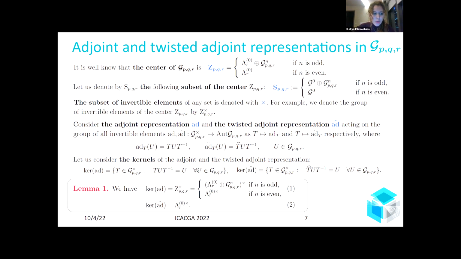The kernels of the adjoint and twisted adjoint representations are the following sets. These sets consist of all invertible multivectors T, preserving any multivector U, under the adjoint and the twisted adjoint representations, respectively. It's not difficult to prove the following lemma. The kernel of the adjoint representation coincides with the set of all invertible elements of the center, this one. And the kernel of the twisted adjoint representation coincides with the set of all invertible even elements of the Grassmann subalgebra of the algebra GPQR.